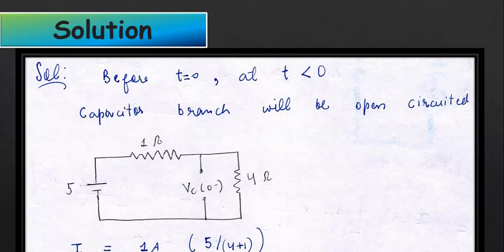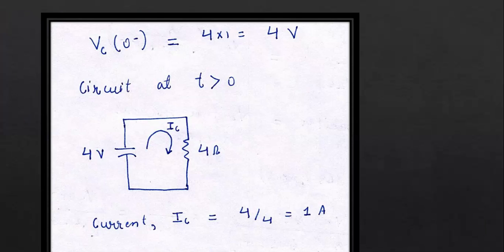Now we calculate the current through the circuit, that will be equal to 1 ampere. The voltage across the capacitor, that is equal to 4 volt. Now we draw the circuit after t is equal to 0, I mean t is greater than 0. That will be like this. Now we calculate the current IC, that will be equal to 4 by 4 equal to 1 ampere.